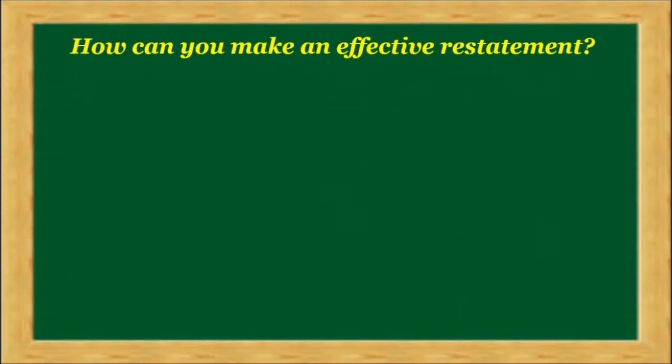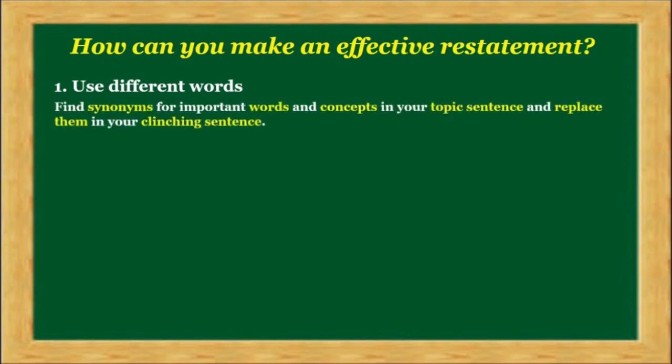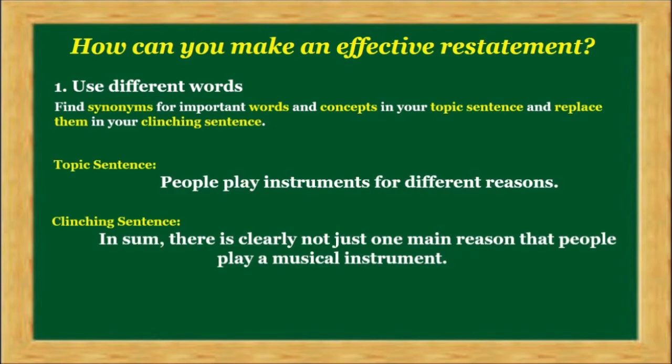So how can you make an effective restatement? One technique is to use different words. To do that, find synonyms for important words and concepts in your topic sentence and replace them in your clinching sentence. For example, the phrase different reasons in the topic sentence is changed to not just one main reason in the clinching sentence. Another one is the word instruments, which is too general in the topic sentence, is clearly described as a musical instrument in the clinching sentence.